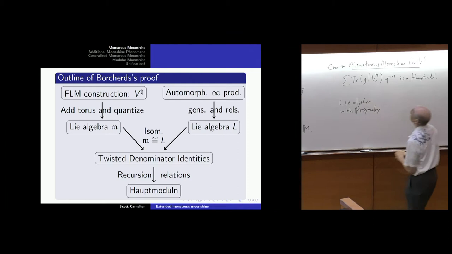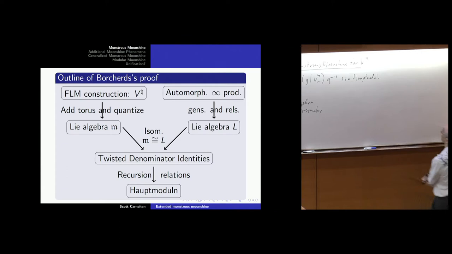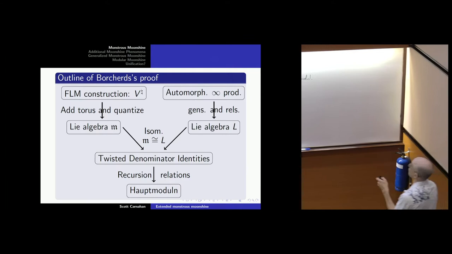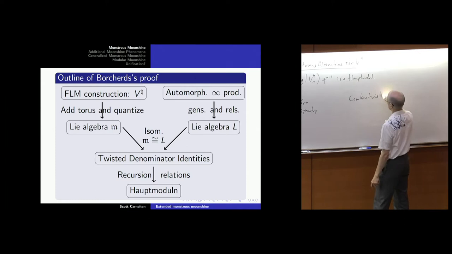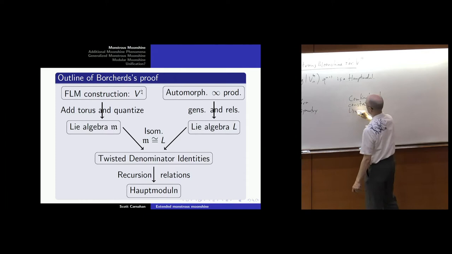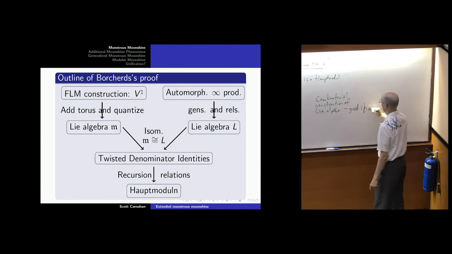Okay, on the right side, there is an automorphic infinite product. The particular automorphic infinite product that appeared in Borcherds's proof was the Koike-Norton-Zagier formula, which concerns the J function. Maybe I'll say more about that later. And from this product formula, you can form a Lie algebra by a method using generators and relations. So we get a sort of combinatorial construction of a Lie algebra. And this Lie algebra is distinguished by the fact that it has something like good shape. Okay, so we have a Lie algebra with monstrous symmetry, and we have a Lie algebra that's somehow shaped well.